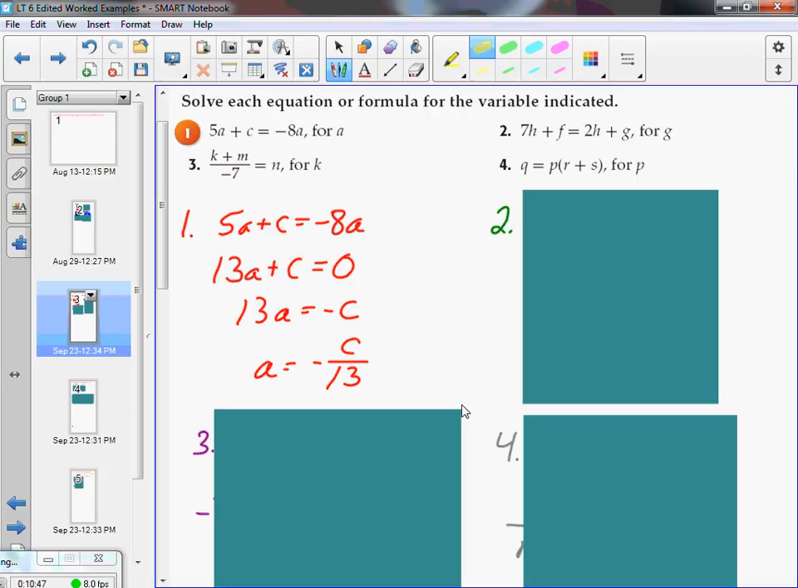At the very beginning, I could subtract 5A and turn that into C equals negative 13A, and then divide both sides by negative 13 from there. And I'd get C over negative 13 equals A. I could have done that.